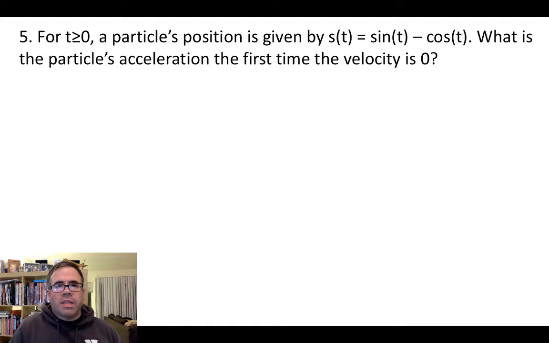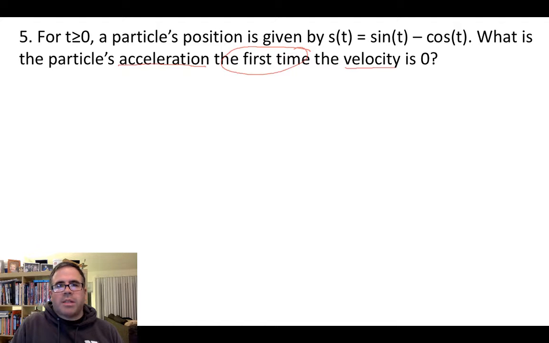This is, I think, the second to last one. We'll find out. So for time greater than 0, so we're not interested in any negatives, a particle's position is given by s of t equals sine of t minus cosine of t. What is the particle's acceleration the first time the velocity is 0? Now, I noticed that there were some questions on the first time.